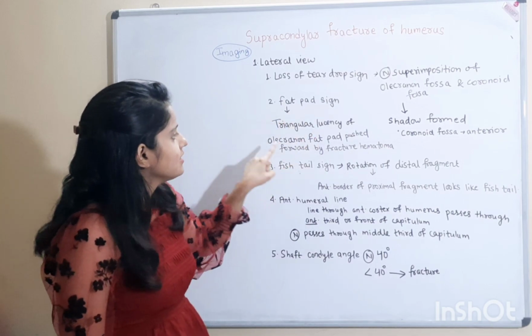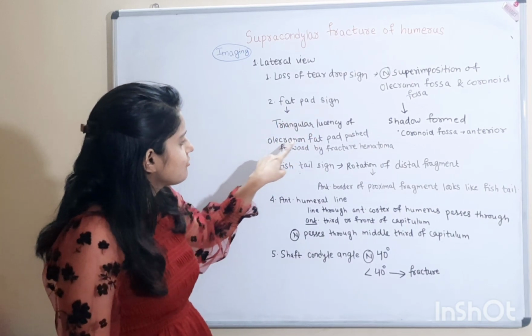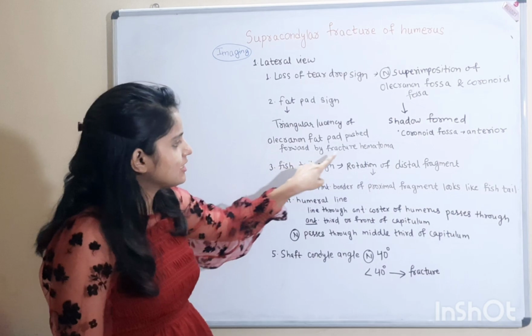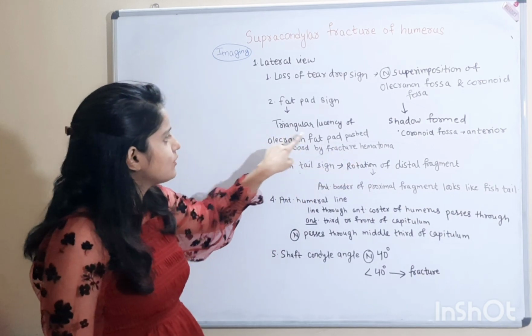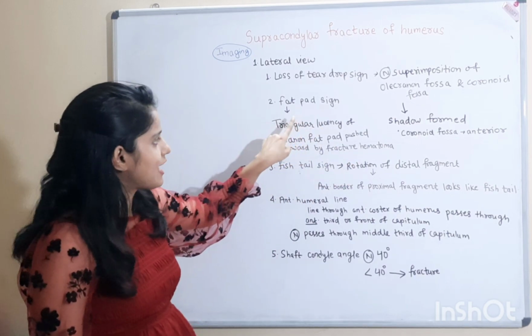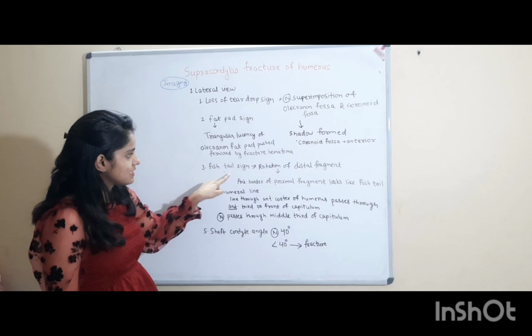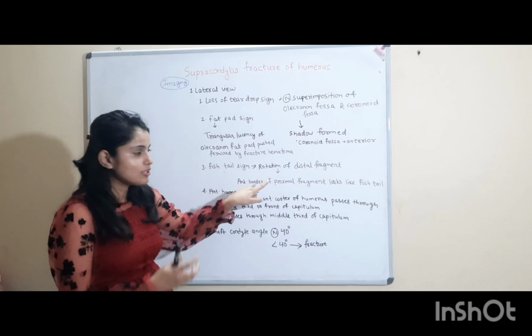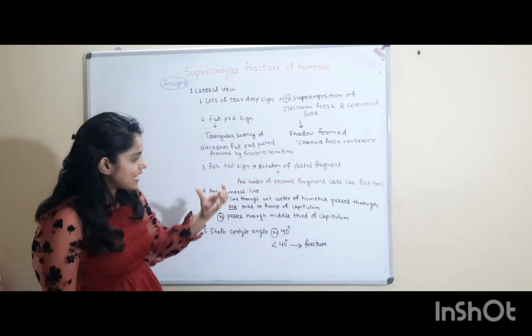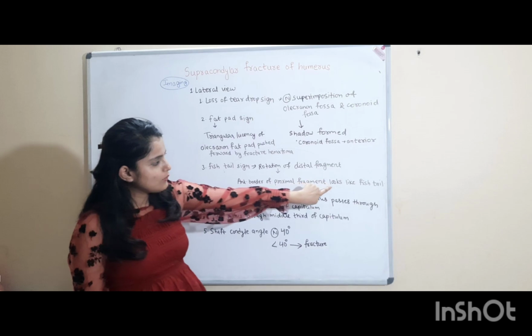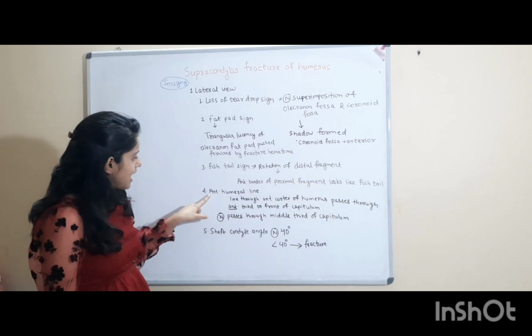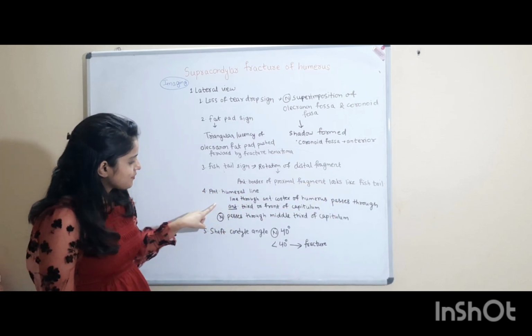Fat pad sign. Due to the olecranon fat pad being pushed forward by the fracture hematoma, a triangular lucency is seen, which is known as fat pad sign. Fish tail sign. There will be rotation of the distal fragment due to which the anterior border of the proximal fragment looks like a fish tail.